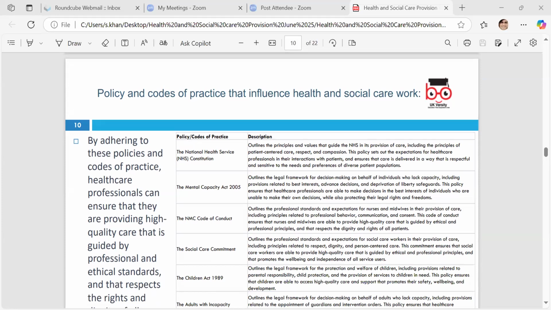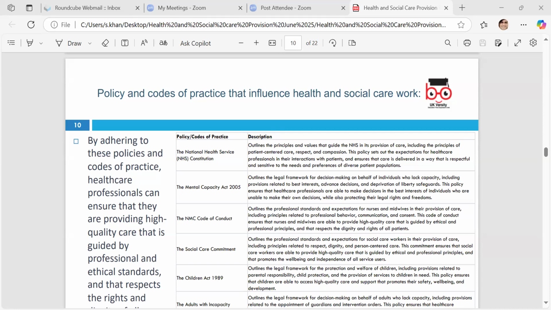The first one is the National Health Service NHS Constitution. This is a document that outlines the principles, values and pledges of the National Health Service in England. It defines the rights of patients, the public and NHS staff, and sets out responsibilities to ensure the NHS functions effectively and fairly. The Constitution aims to safeguard core principles such as free healthcare based on need and high quality patient-centered care. So the main purpose is to provide patient care.